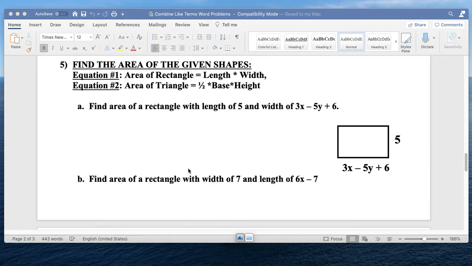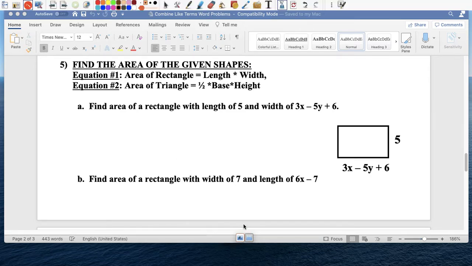Okay, so find the area of a rectangle. Rectangle is base times height, right?